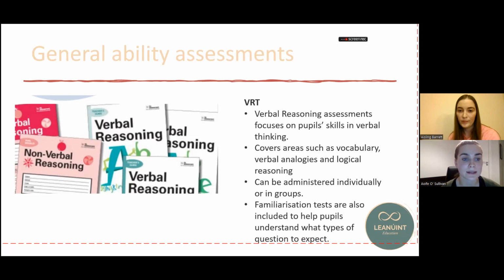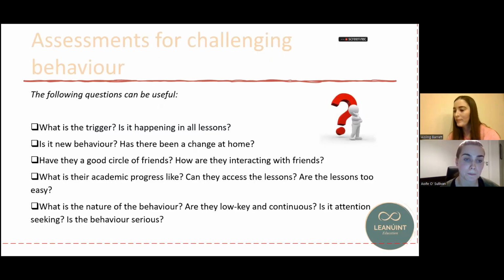So some schools might administer the VRT to certain class levels, like first class, third class, fifth class, and then the NVRT to the other classes, or vice versa. It really just depends on your school, and some schools might not have these available, or they might be just used for certain pupils. So it's useful to get to know the procedures that are in your school.